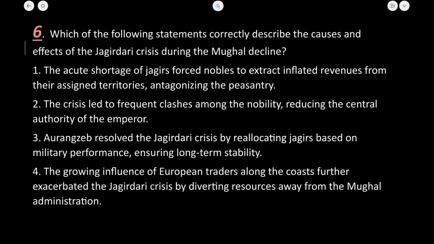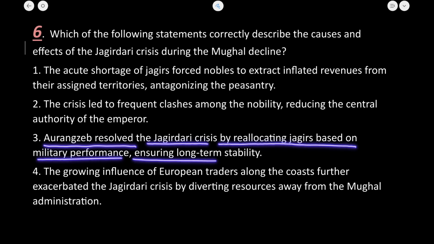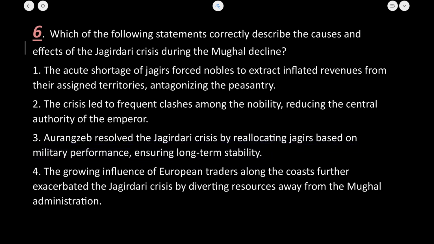Now, third statement is Aurangzeb resolved the Jagirdari crisis by reallocating Jagirdars based on military performance, ensuring long-term stability. Although Aurangzeb attempted to manage the crisis of Jagirdari, it was beyond his limits to control it, because this has spread just like an epidemic and it was not under the control of Aurangzeb. This crisis ultimately was one of the reasons for the decline of the Mughal Empire. So he did not resolve it. The third statement is incorrect.